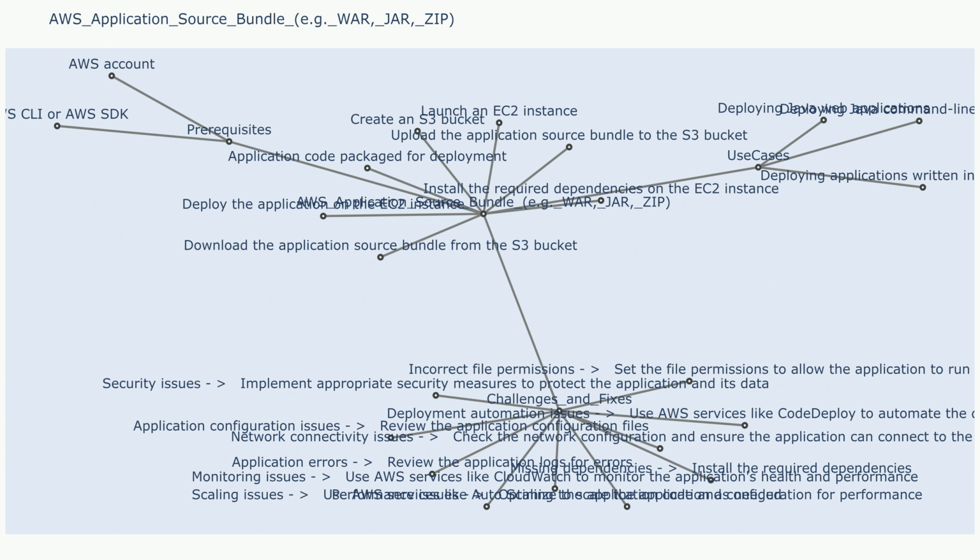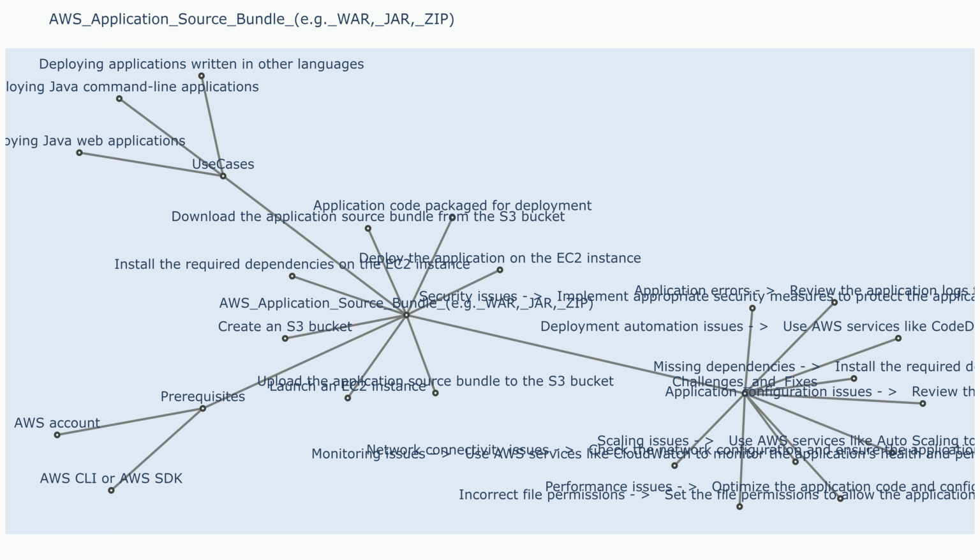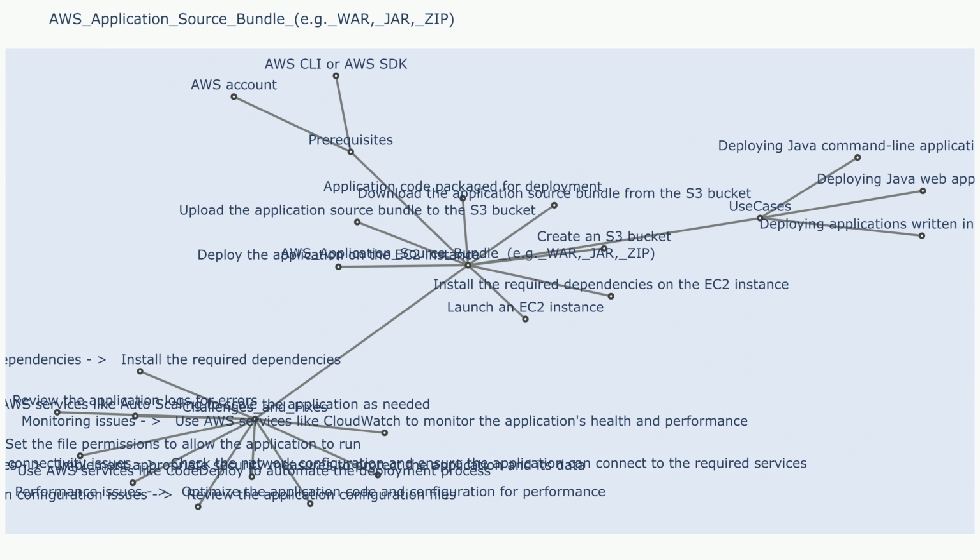Prerequisites: AWS account. You need an active AWS account to use AWS services. AWS CLI or AWS SDK. The AWS Command Line Interface (CLI) or AWS SDKs provide tools for interacting with AWS services.